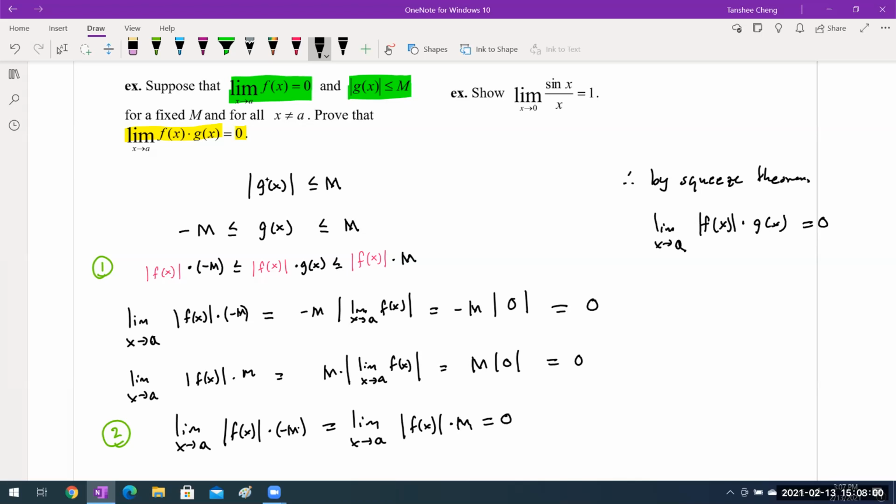Since this is for any x value, that's always going to be true. The f function will always be true, because when we talk about the absolute value, we're talking about the positive side or negative side, but the negative will be a factor that I can factor out. So this is equivalently saying the limit as x approaches a of f of x times g of x is equal to 0. And that concludes this example.